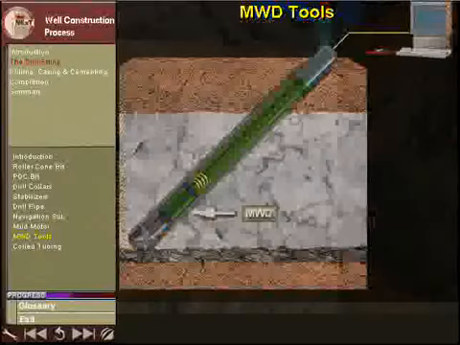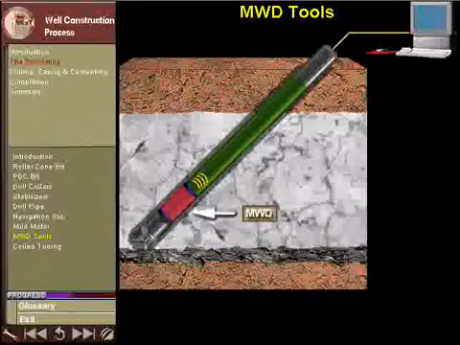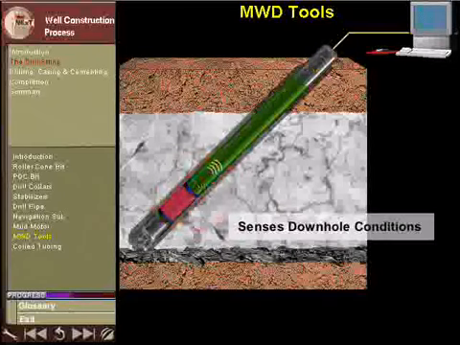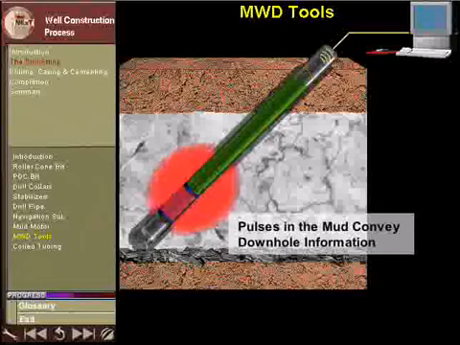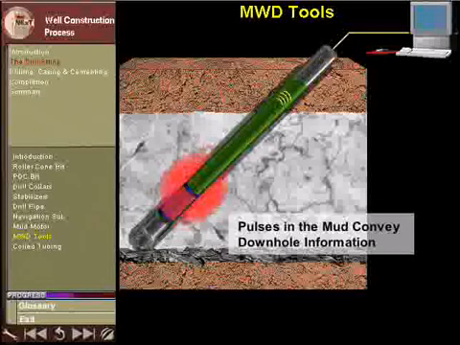Measurement while drilling tools are placed in the bottom hole assembly to assist the directional drilling procedure. MWD tools contain sensors which can measure the inclination and direction in which the well is being drilled. This data is transmitted to the surface. There, the driller monitors the conditions in real time. Most MWD tools transmit information in the form of pulses in the drilling mud.